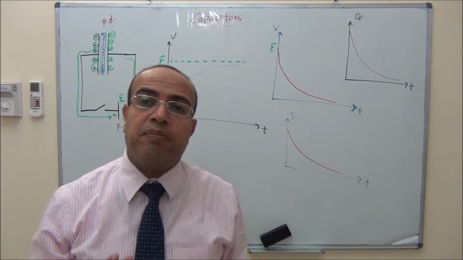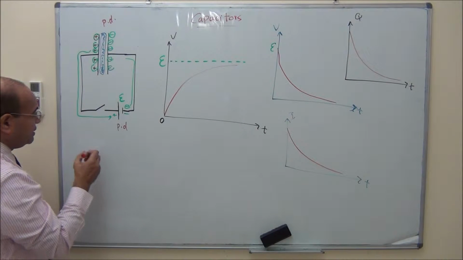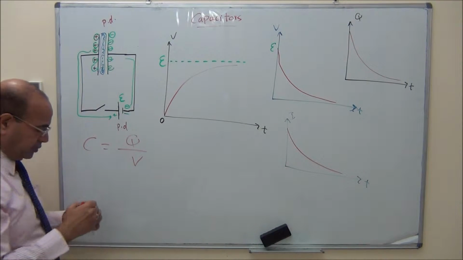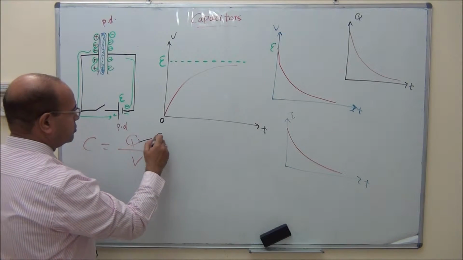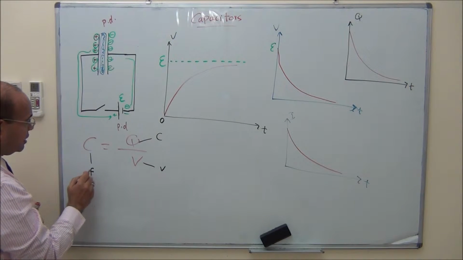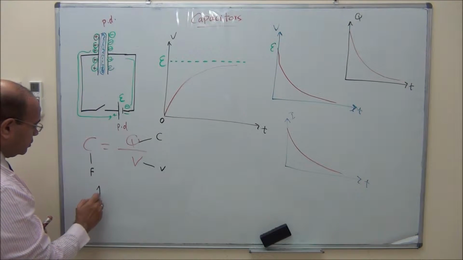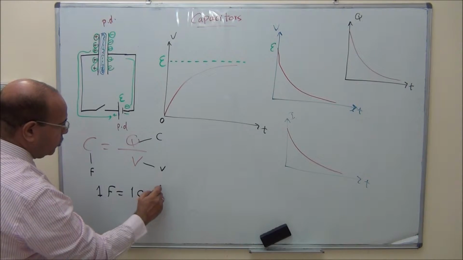What about the capacitance of the capacitor? The capacitance of the capacitor, noted by C, equals Q over V. Q is the charge in coulomb, V is the voltage in volt, and C is the capacitance in farad. The unit of capacitance is farad. So 1 farad equals 1 coulomb per volt.